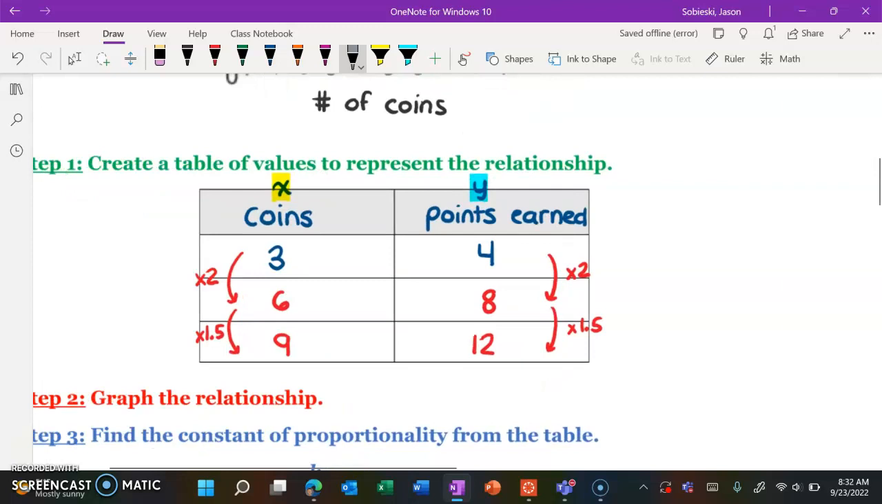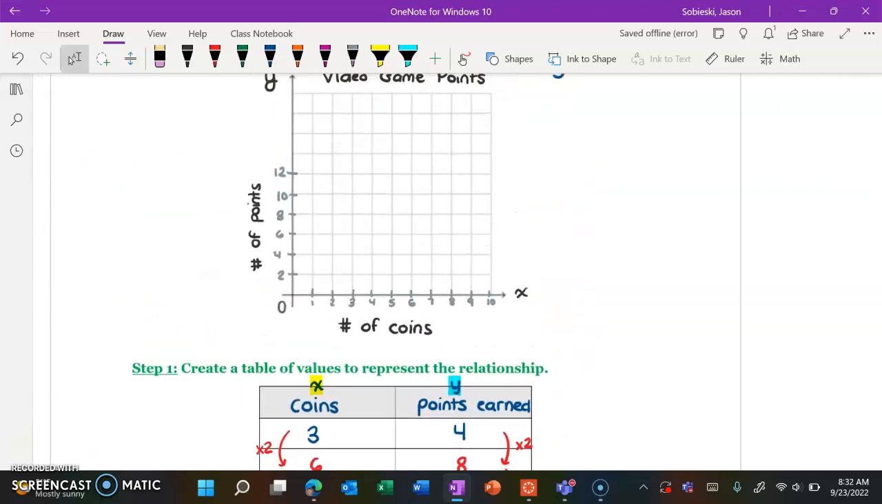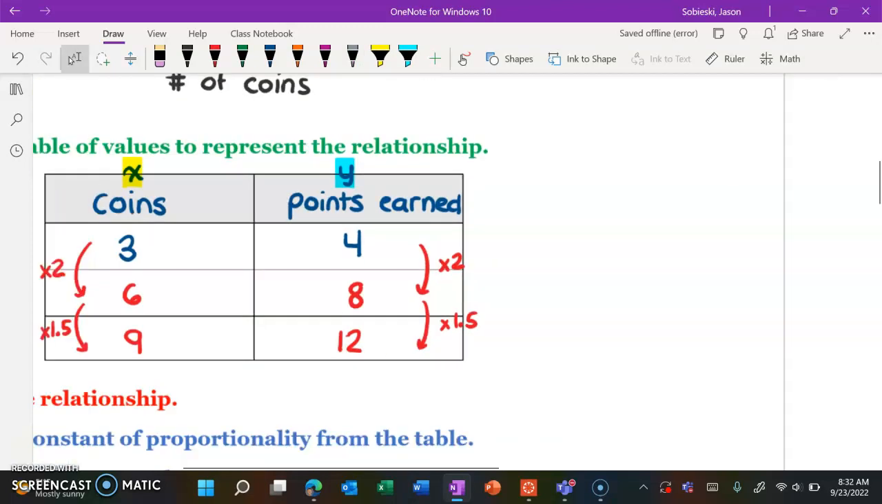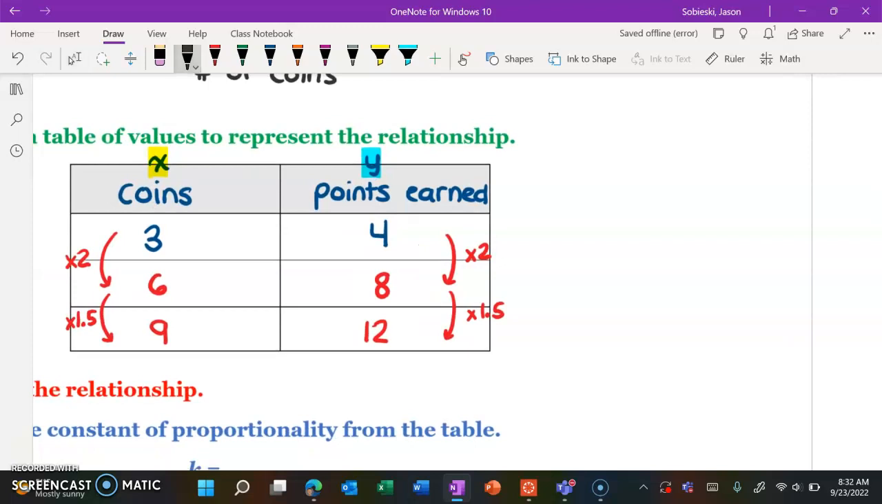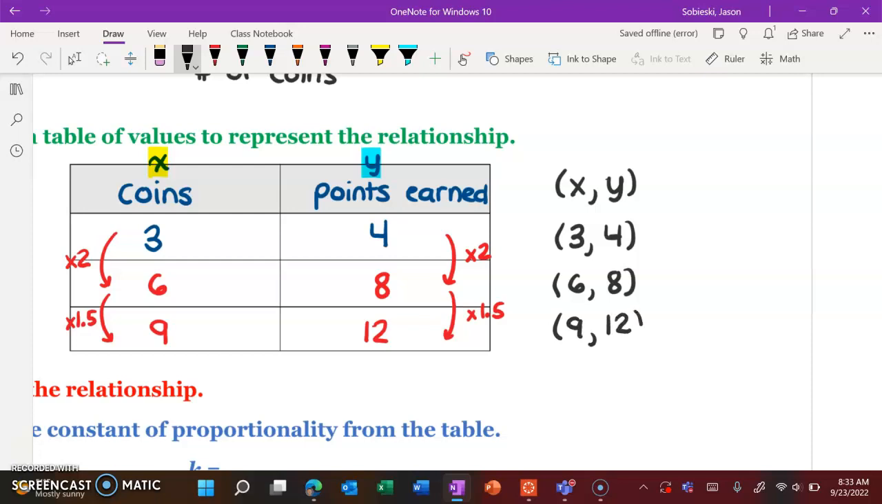Okay, the next thing that we need to do is find the ordered pairs for all of our points that we're going to graph. So again, ordered pairs are just the x comma y form that we are able to graph. So the first row, x is 3, y is 4. For the second row, it's 6 comma 8. And the final row, 9 comma 12.